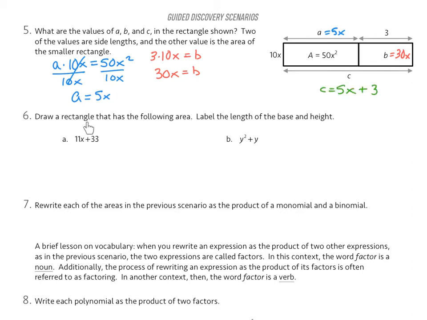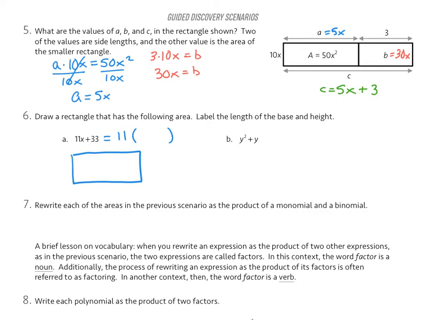6. Draw a rectangle that has the following area. Label the length of the base and height. Part A, 11x plus 33. If I drew a rectangle and its area is 11x plus 33, then I want to think about what I would multiply together to make the expression 11x plus 33. If I look at these two terms and think about a common factor, 11 is a common factor of both 11 and 33. So let me write this expression as 11 multiplied by some expression.